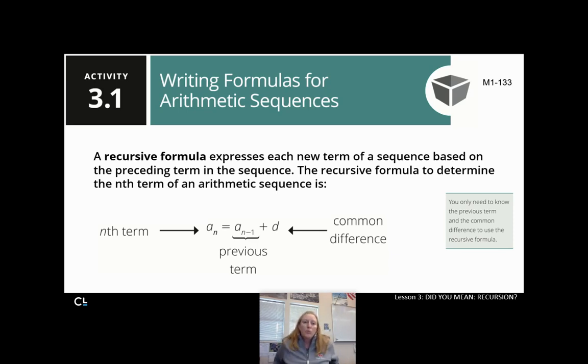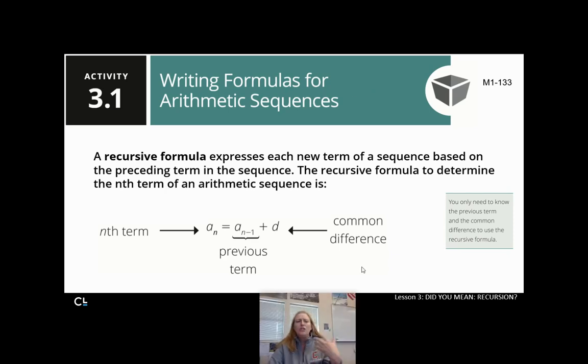So let's start off with a recursive formula. What the heck is a recursive formula? So you can see it's in bold here on page M01-133 in your book. And a recursive formula expresses each new term of a sequence based on the preceding or previous term in the sequence. So the recursive formula to determine the nth term of an arithmetic sequence looks like this lovely bad boy down here.